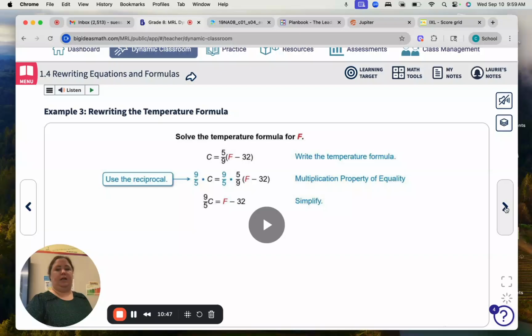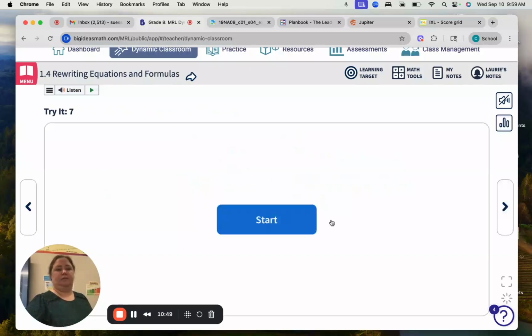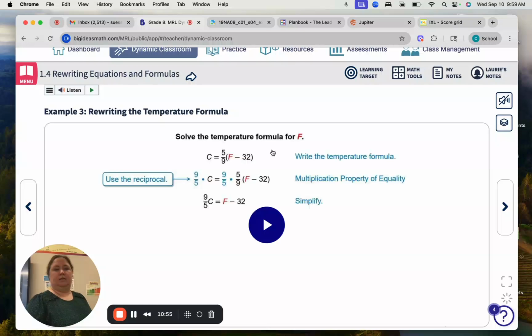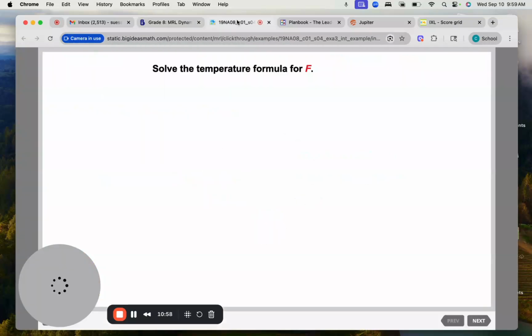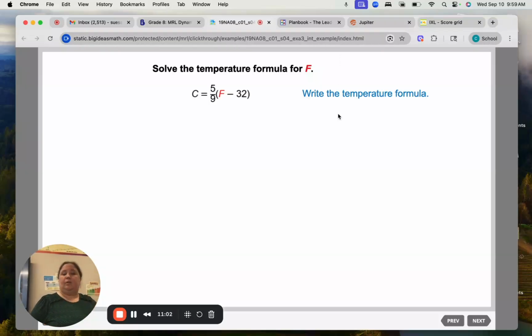All right. Last example. Okay, we're solving this for F. Pay attention and write it in your journals. Normally, what would we do with this fraction, this 5/9? Multiply. We would want to distribute into the parentheses, right? But because we have a letter in there, we can't.